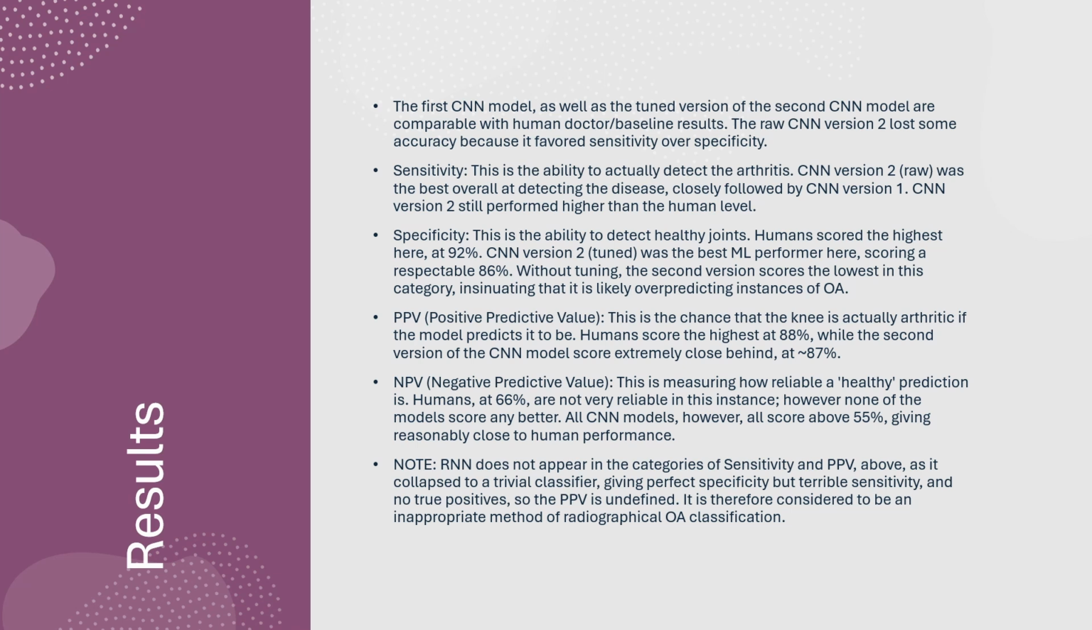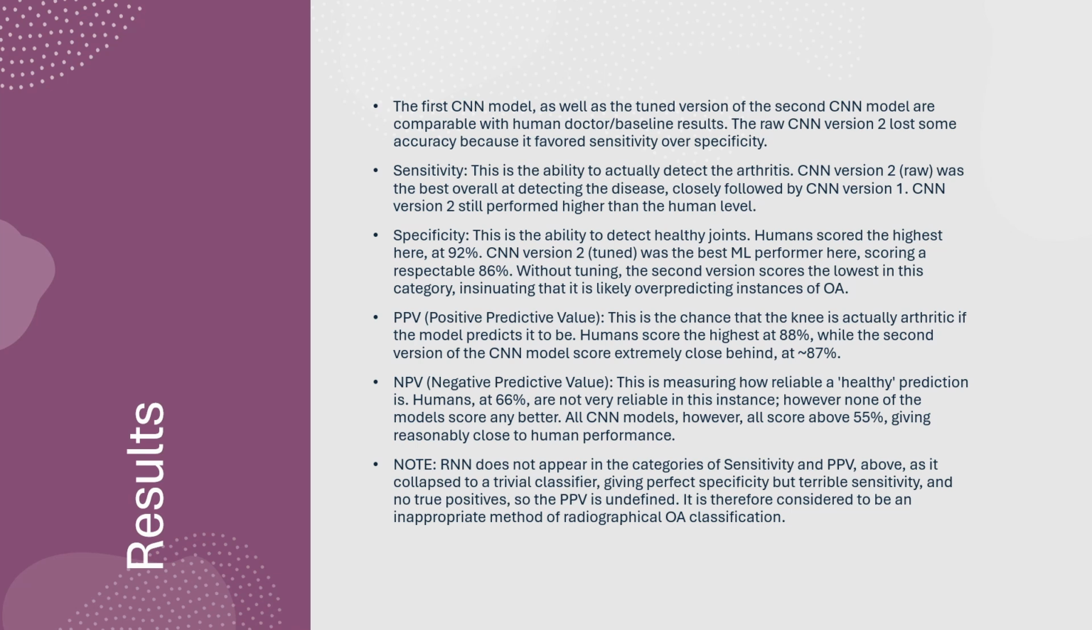In this instance, sensitivity is the ability to actually detect the arthritis. The best for this was the raw version 2 of the convolutional neural network, closely followed by the raw version 1 of the CNN. However, the tuned version 2 still performed higher than the human level.